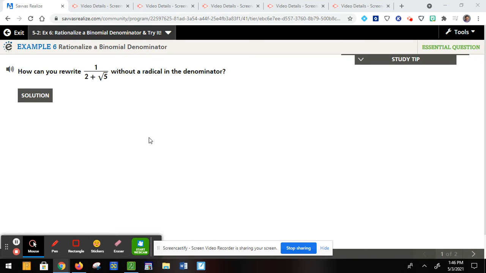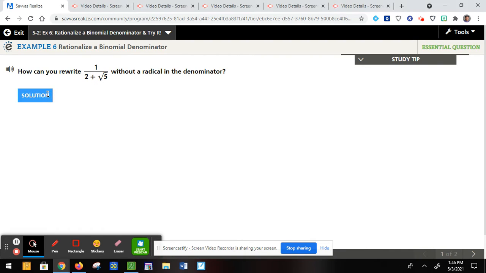How can you rewrite this without a radical in the denominator? So we're going to have to rationalize. But when it's a binomial, it's a little different than when it's just a monomial that's a radical. In order to clear out what's going on here, you need to multiply it by its conjugate.